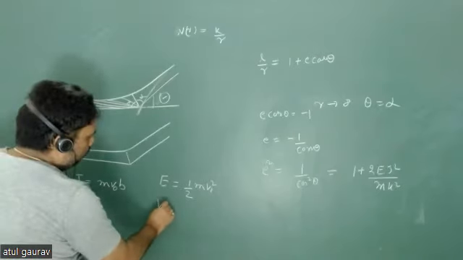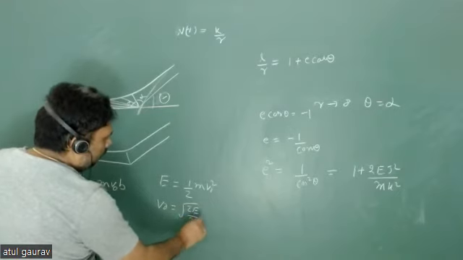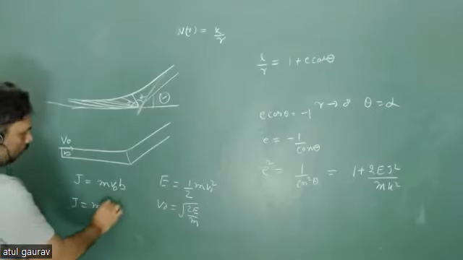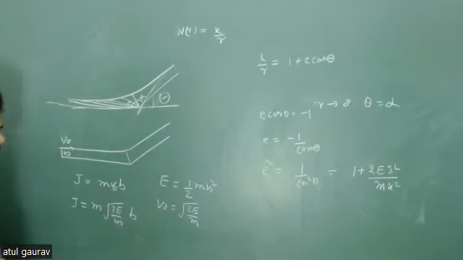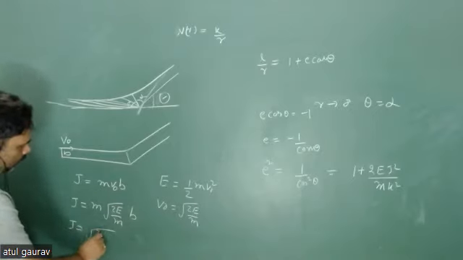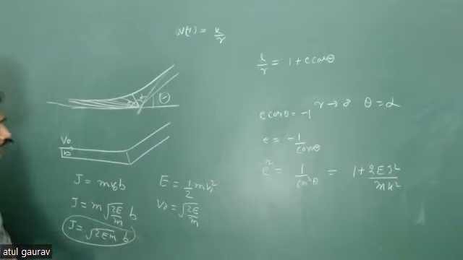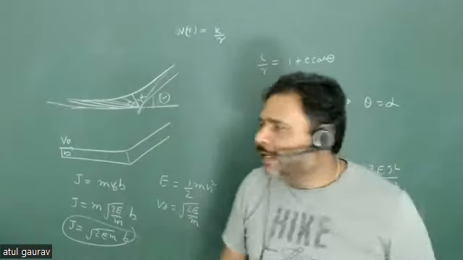What is your v0? Root of 2E upon m, clear hai na? So now I can put J is equal to m root of 2E upon m times b. Yes, and what is your J? Root under 2Em into b. Yes, so I can put it here. Now हमारा purpose पूरा हो गया.